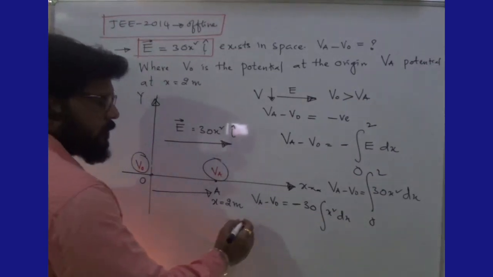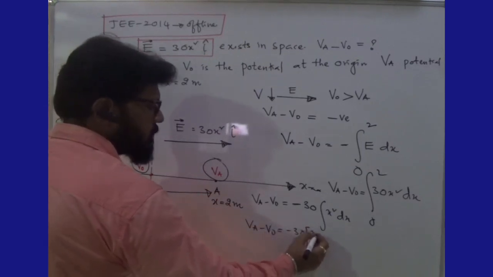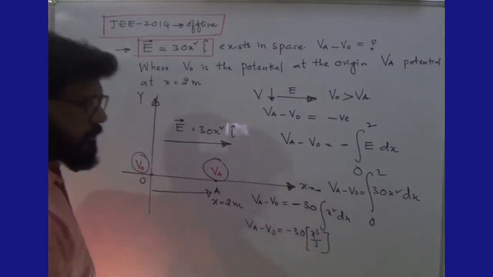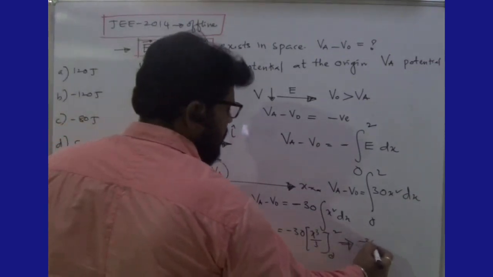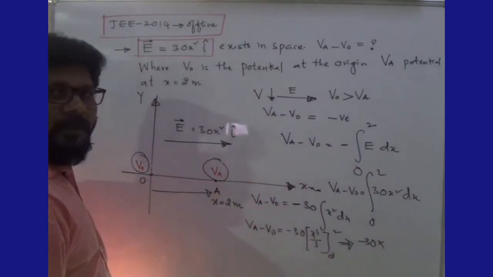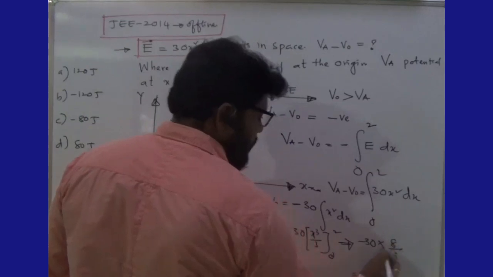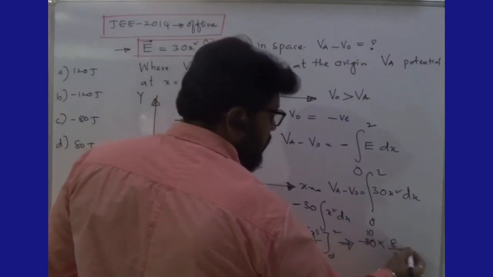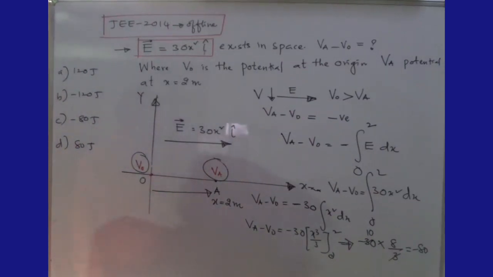So what will you get? VA minus V naught equals minus 30 into x cube by 3, from 0 to 2. X cube by 3 means what do I get? 8 divided by 3. So we'll be getting minus 80. Hope most of them got minus 80 volts.